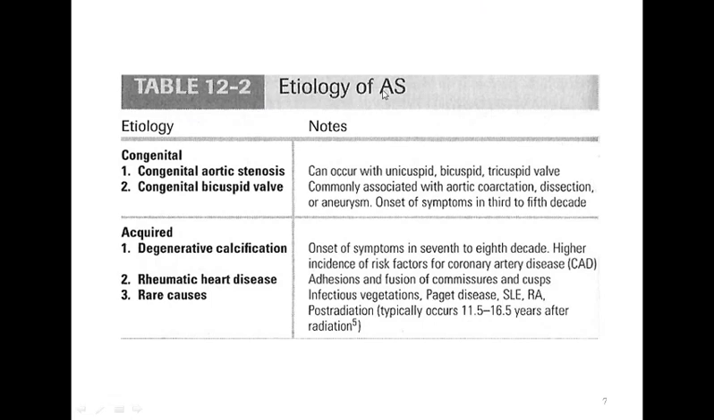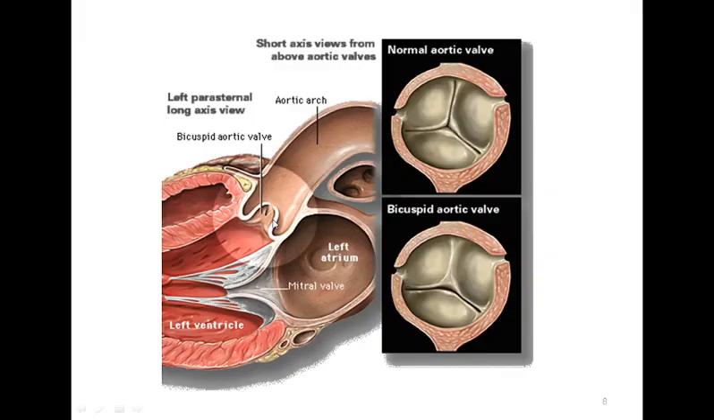When you consider the etiology of aortic stenosis, there is congenital aortic stenosis, and a congenital bicuspid valve is a common cause of congenital aortic stenosis. Acquired conditions are degenerative calcification and chronic rheumatic heart disease, and some other rare causes like Paget's disease, SLE, and rheumatoid arthritis can also cause acquired aortic stenosis.